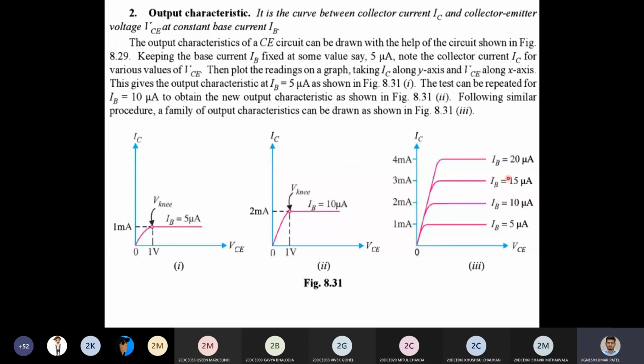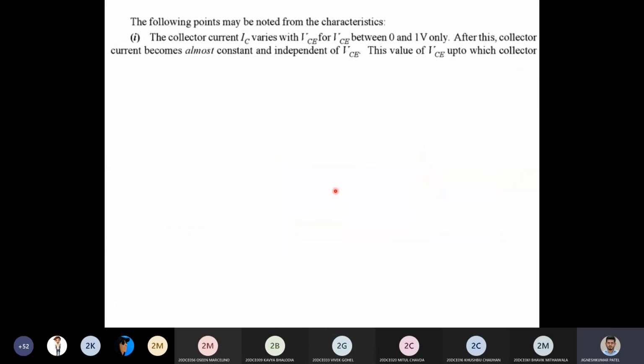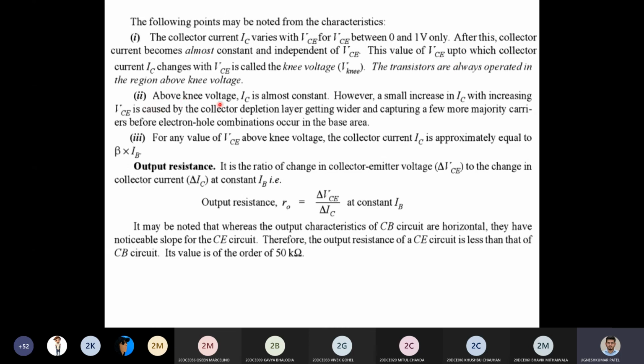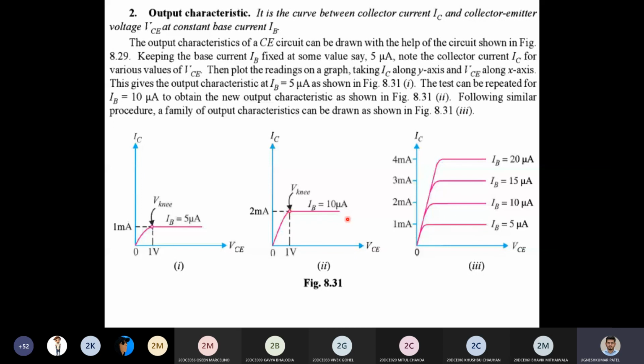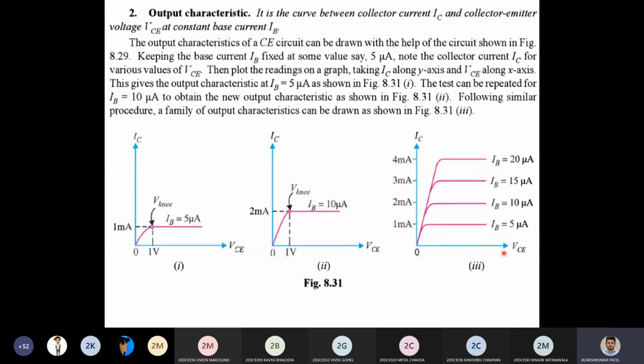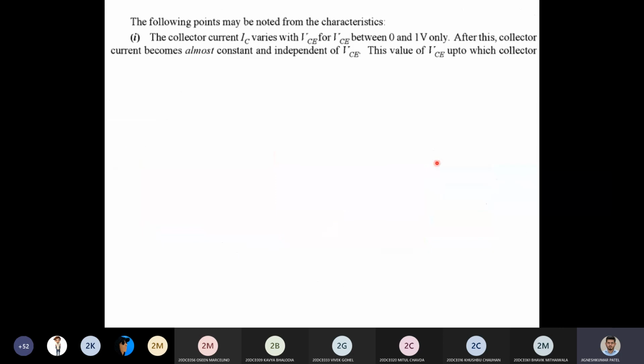Now the output characteristic. So this is the output characteristic. What are the takeaways? The collector current IC varies with VCE for VCE between 0 to 1 volt only. It's the same as earlier. It will only change during the initial 1 volt. Second, above the knee voltage, IC is almost constant. When I reach the knee voltage, after that my IC is almost constant. You can see here or here or here. So the relation with VCE is no longer true once you reach the knee voltage. Changing VCE will only cause a very slight change in your current IC.